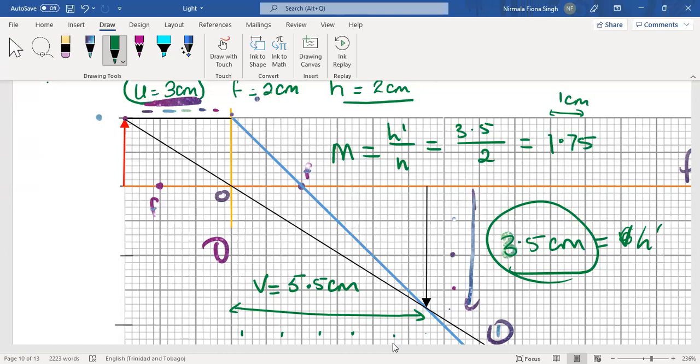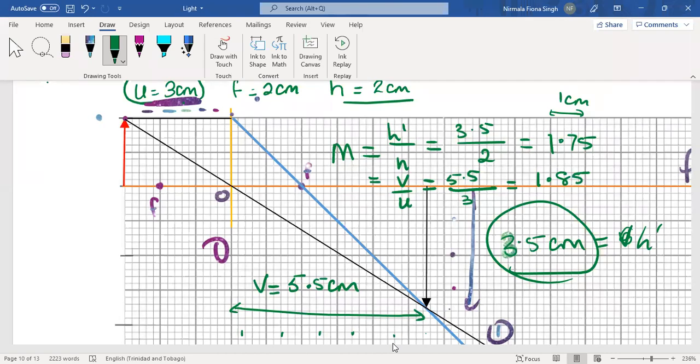We can see how to work out your magnification using your V over U. And V over U is what? 5.5 divided by 3. And this is going to give me 1.8 something, 1.85.